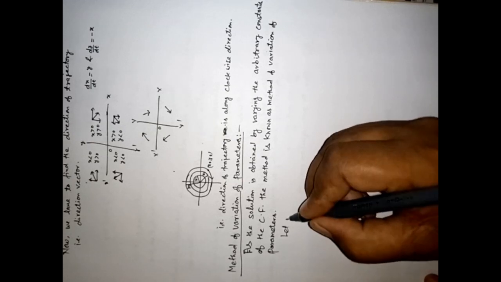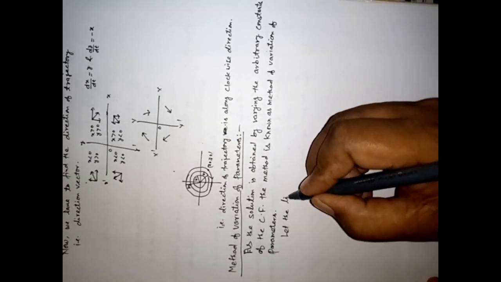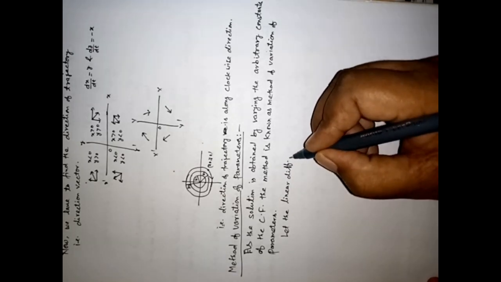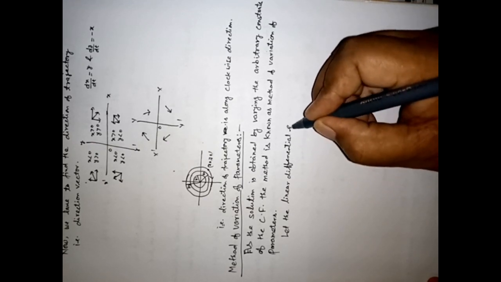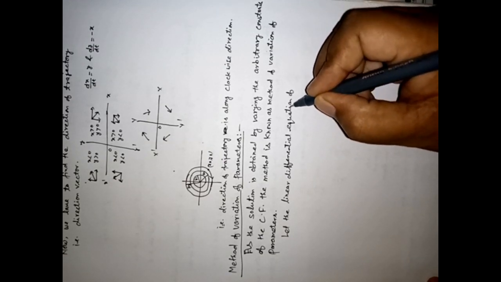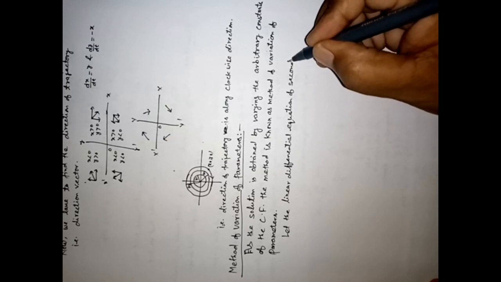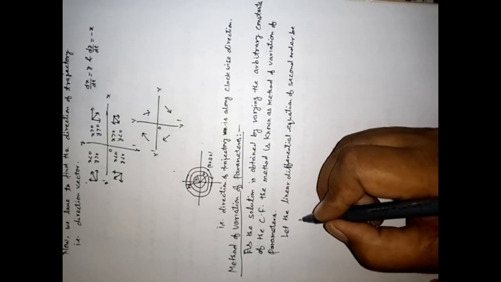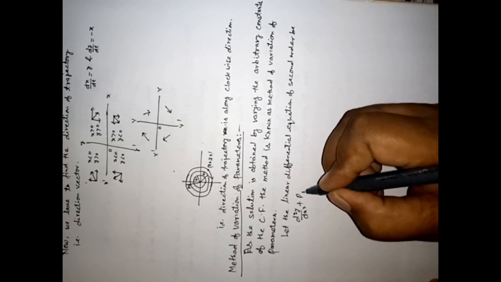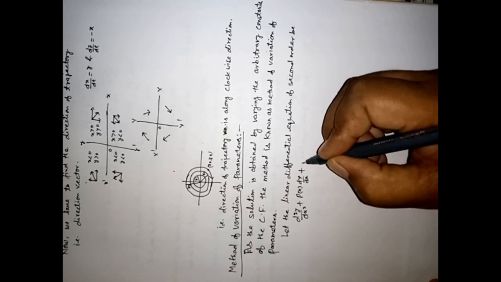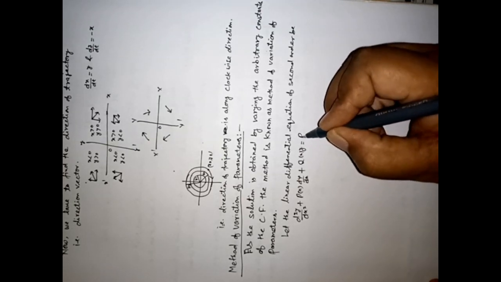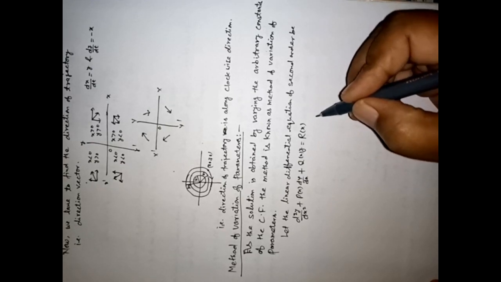To solve the linear differential equation of second order, that is d2y by dx2 plus p dy by dx plus q y is equal to r, let the linear differential equation of second order be d2y by dx2 plus p, a function of x, dy by dx plus q, a function of x, y is equal to r, a function of x. Then we have to solve this problem by the method of variation of parameters.